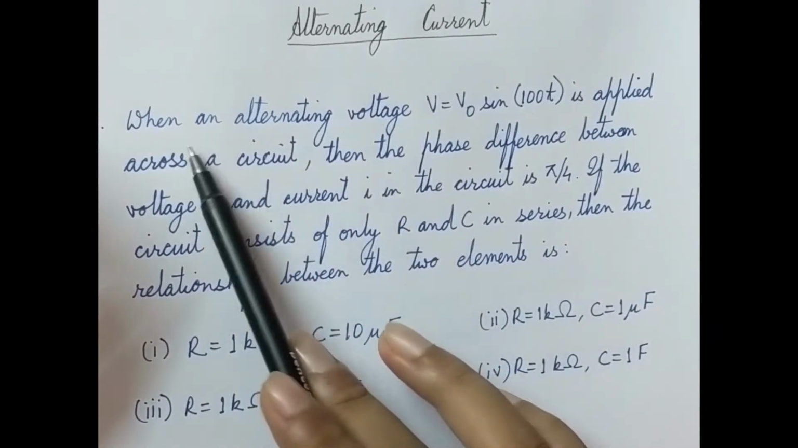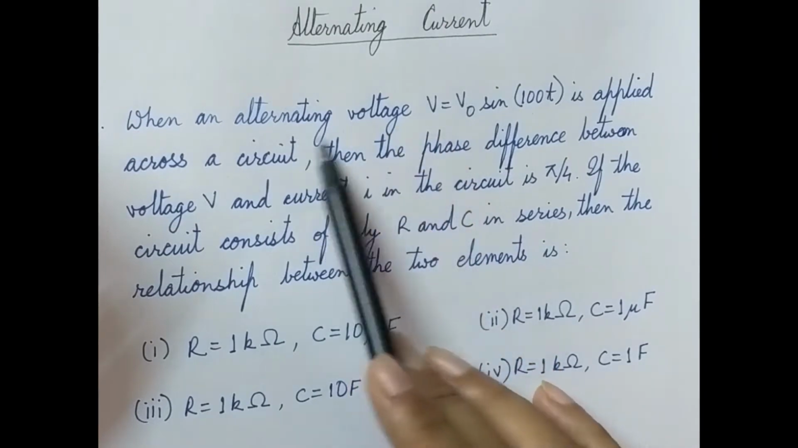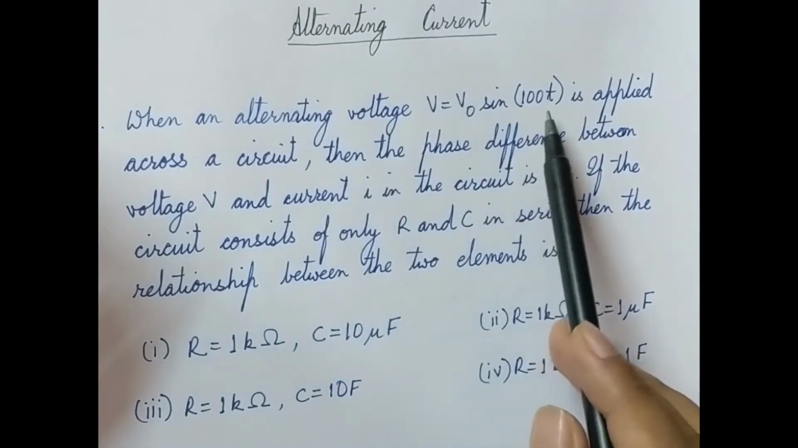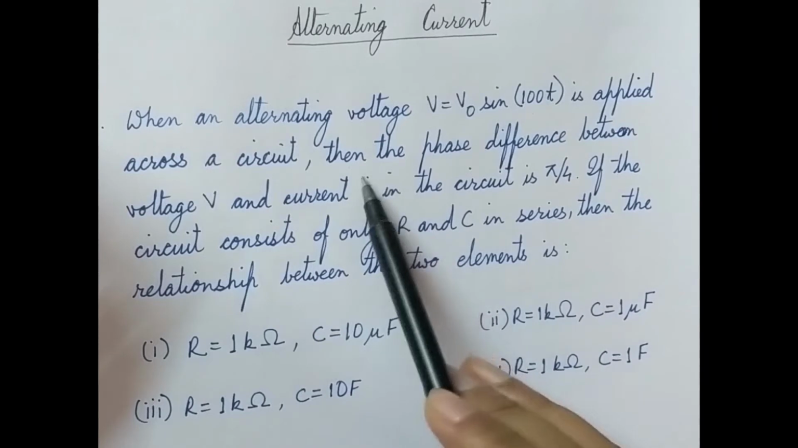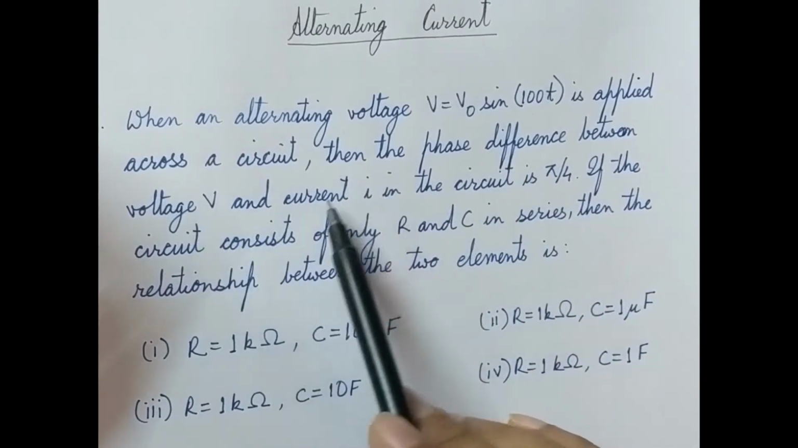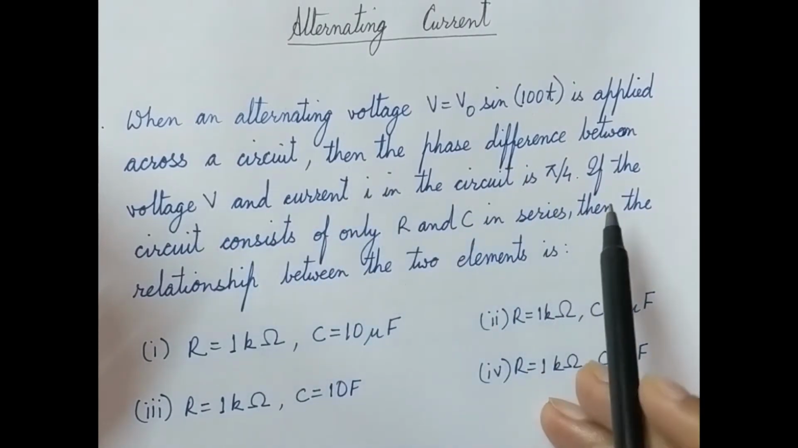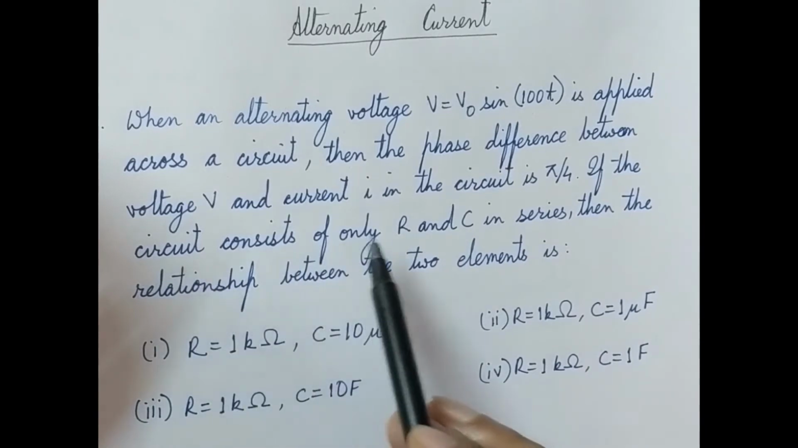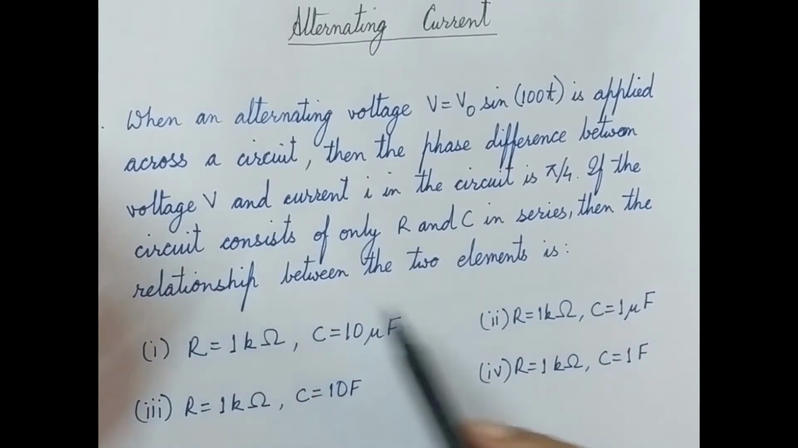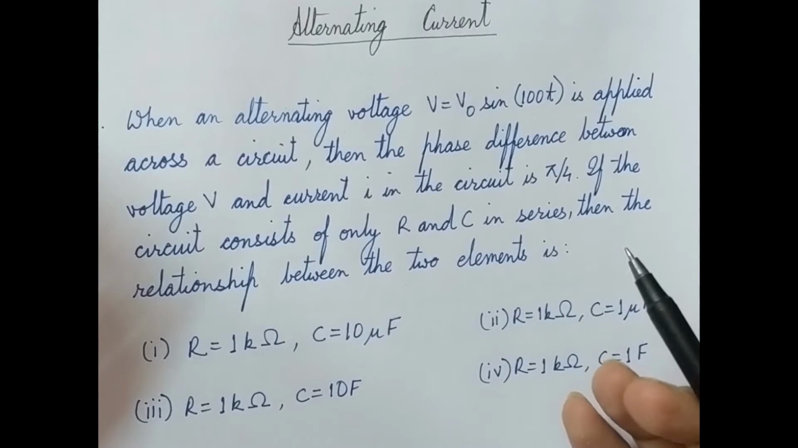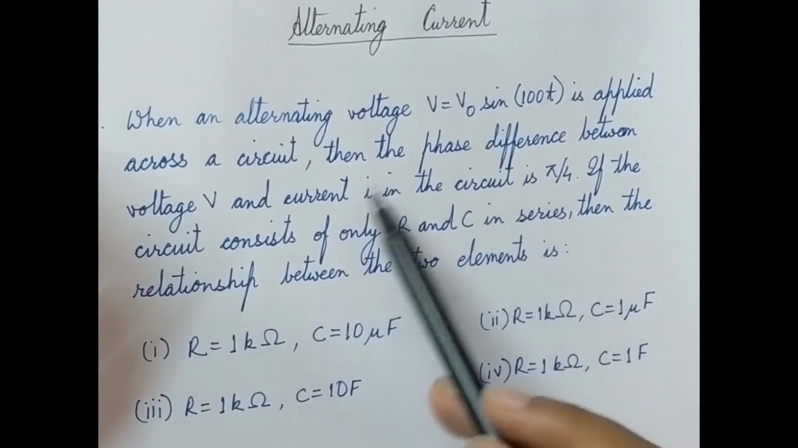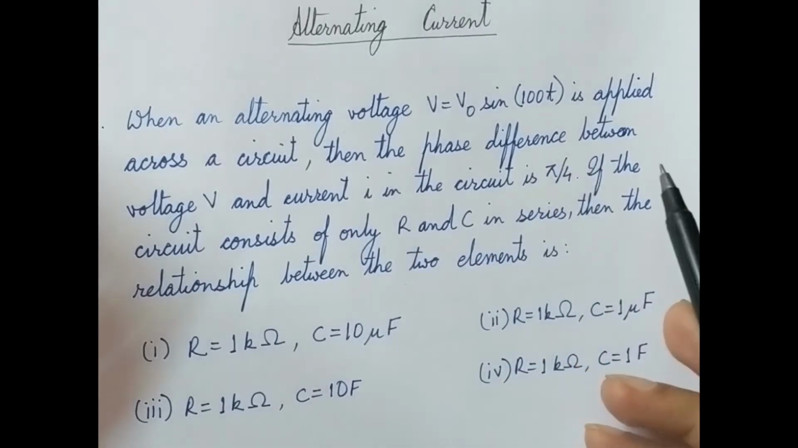So the first question says that when an alternating voltage V equal to V naught sine 100t is applied across a circuit, then the phase difference between voltage V and the current I in the circuit is pi by 4. If the circuit consists of only R and C in series, then the relationship between the two elements is. So the first thing we need to observe is this phase difference over here.